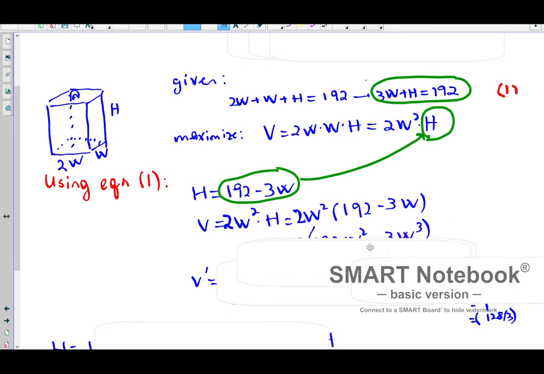And from here on, this should be a very straightforward question. Basically, you would distribute your 2W squared, you would take the derivative, and set everything equal to 0. So this is a similar question to the one from the last segment, so I'm going to have you finish this one. But when you're ready, you can come back and check the final answer.